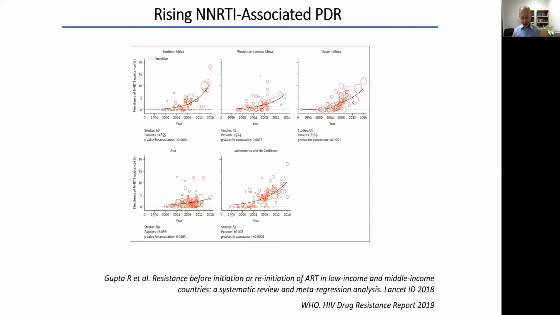This figure shows data from a 2018 systematic review showing the rising prevalence of NNRTI-associated PDR in 5 regions: Southern Africa, West and Central Africa, Eastern Africa, Asia, and Latin America and the Caribbean. And in 3 of these regions, Southern Africa, Eastern Africa, and Latin America and the Caribbean, rates of NNRTI-associated PDR reached 10% by 2015.